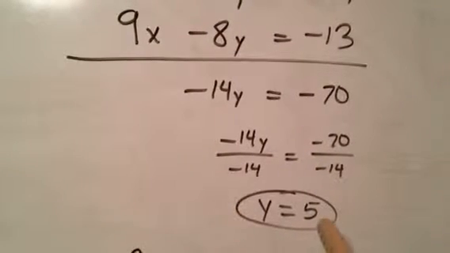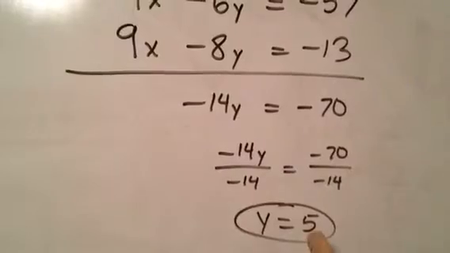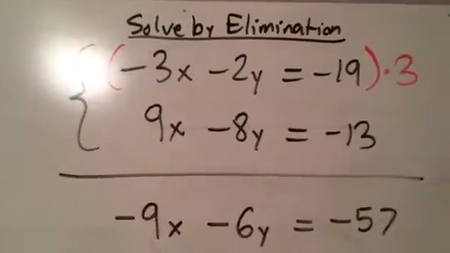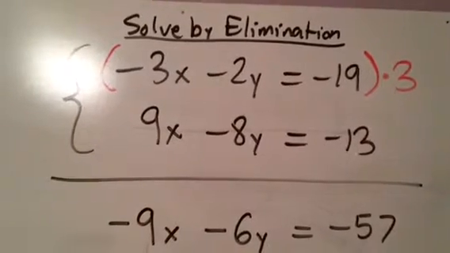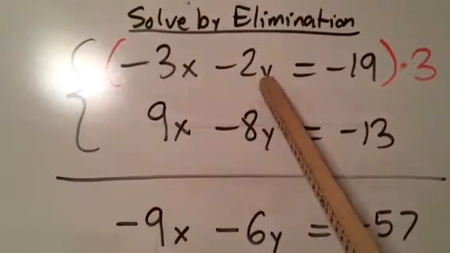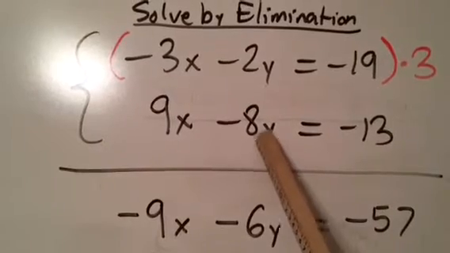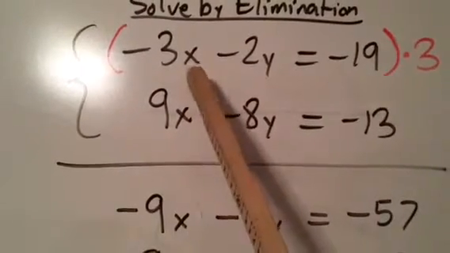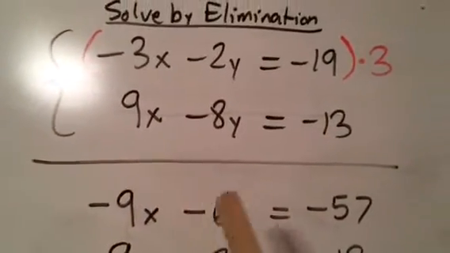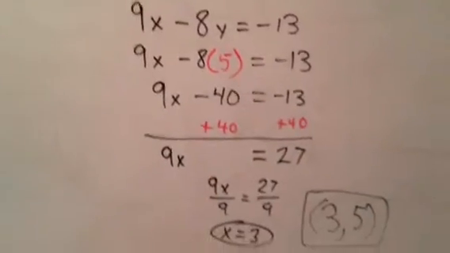Now that we know what y is equal to, we can go back to the original problem and figure out what x is. My original problem had these two equations. I could choose either one of them to substitute y is equal to 5. I could plug in the 5 here, or I could plug in the 5 here and work it out to solve for x. I am going to choose the bottom equation. It doesn't matter which one you pick. I chose the bottom equation.